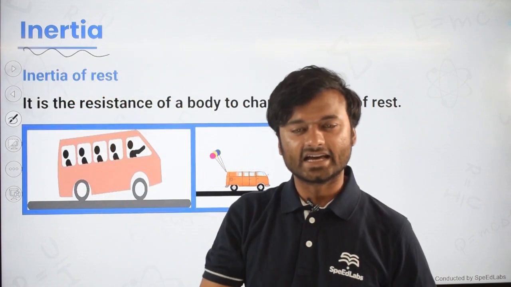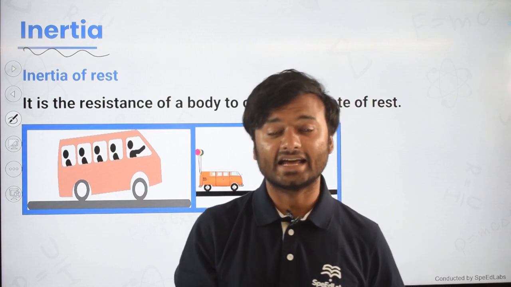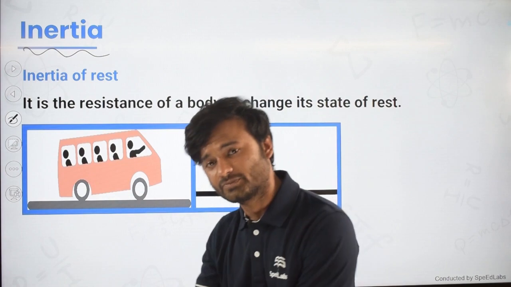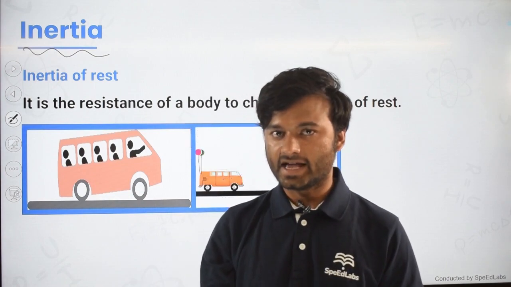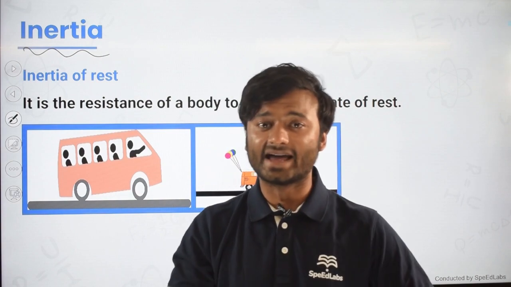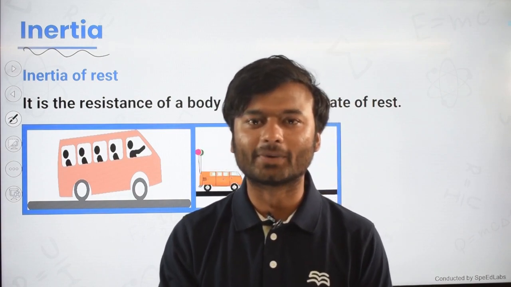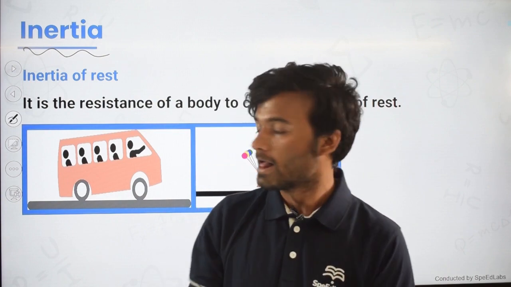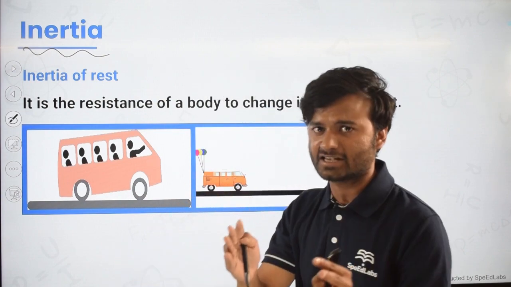So basically inertia is the inherent property of the body by virtue of which an object cannot change its state of rest or state of motion by itself. We have to apply some force to change its position. Like we have to apply the force. I will just give you an example.